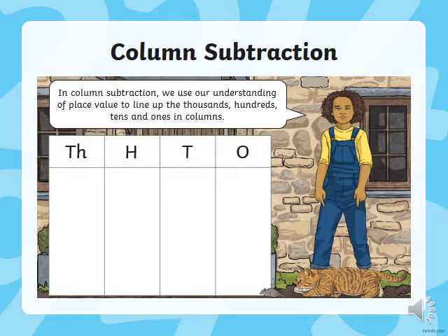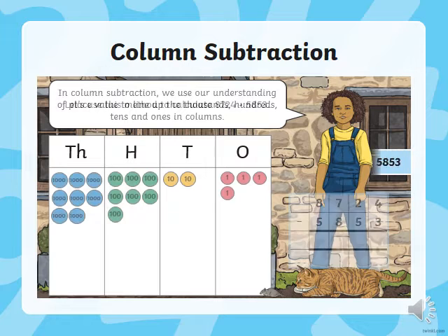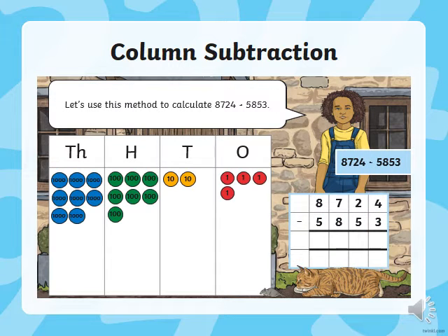So in column subtraction, we're going to use our understanding of place value to line up our thousands, hundreds, tens, and ones. So we've got the equation 8,724 and we're taking away 5,853, and you can see on the left hand side I've got my 8,000s, my 700s, my 2 10s and my 4 1s, and I'm taking away the 5,853.